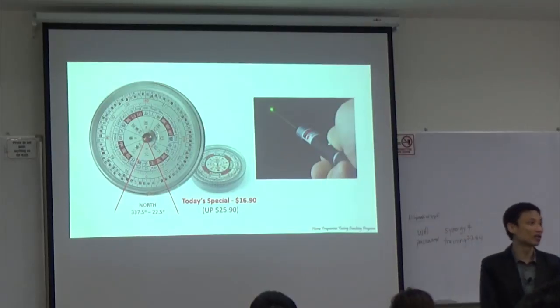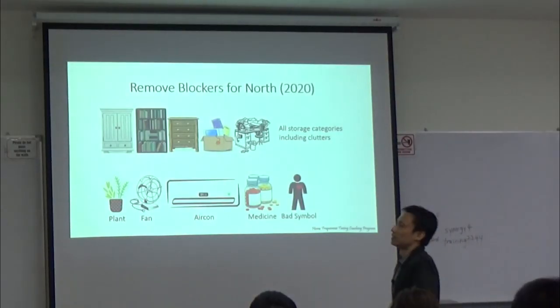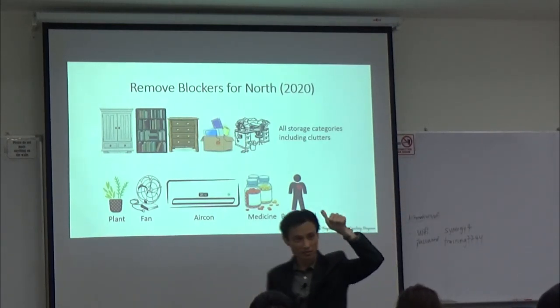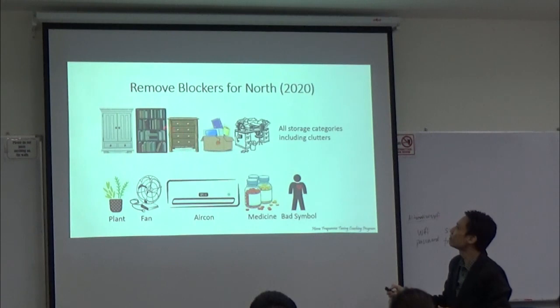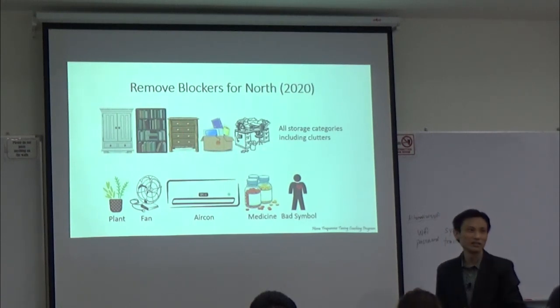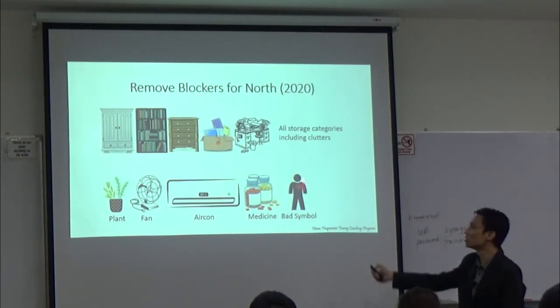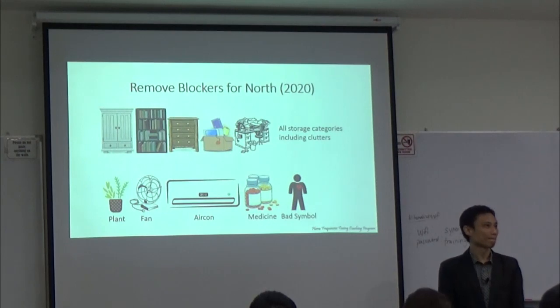So what do you look out for in the north sector? Remember, what are the 3 steps? Number 1, remove blockers. Now if you have these things sitting in the north sector, they are considered your blockers.